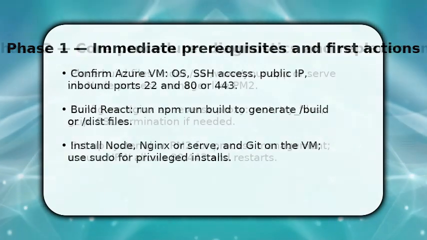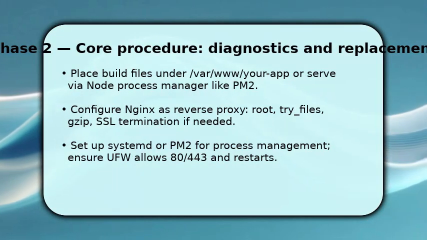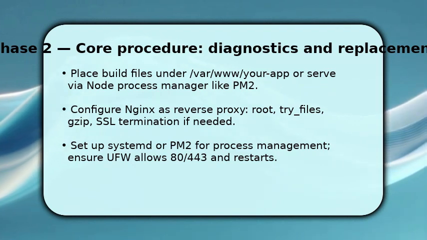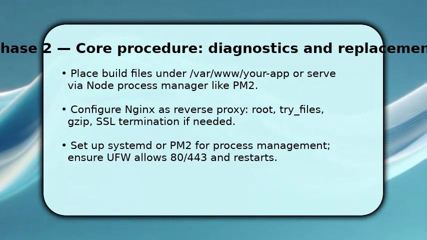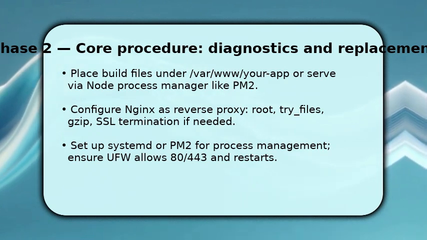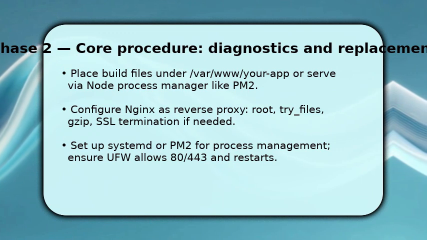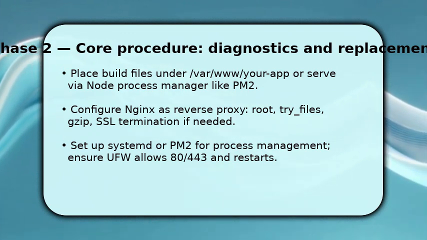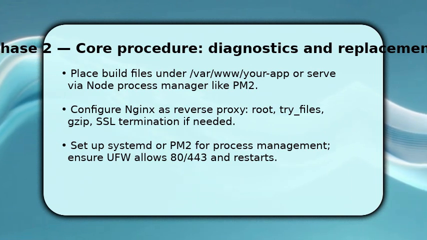Now you configure the VM to serve the React build and automate runs. Install and configure Nginx. Point root to the build folder, use try_files to serve index.html for SPA routing, and enable gzip for performance. Once Nginx is set, use certbot for SSL if you have a domain, otherwise keep HTTP for testing.